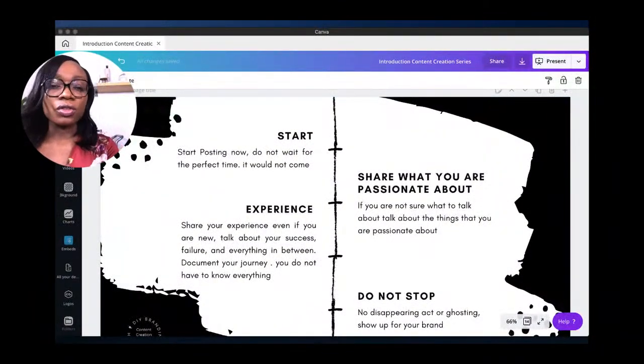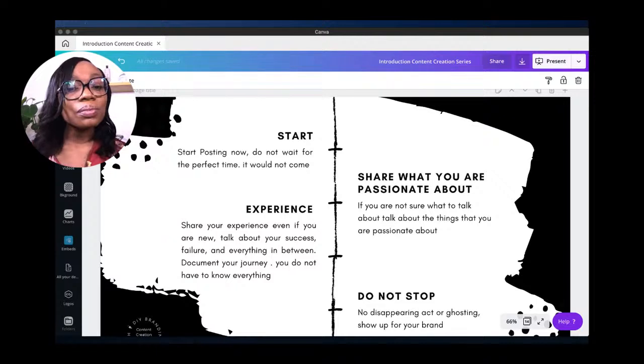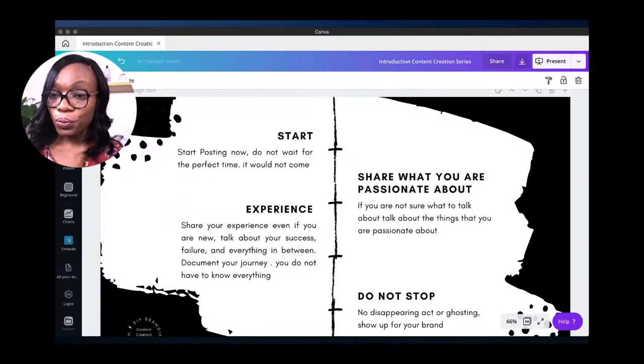If you do that, the next thing you can share is your experience. Share your experience even if you are new. Talk about your success, your failures, and everything in between. The ones that were, the journey you're still on, we're going to share about that. Document your journey. You do not need to know everything, but what you know is enough. So we're sharing about our passions and we're sharing about our experience. And do not stop.